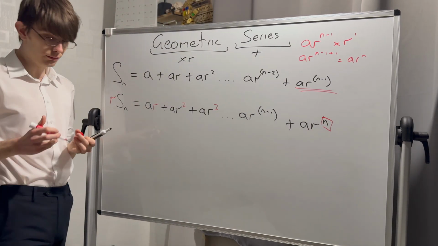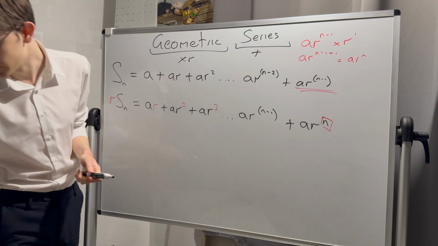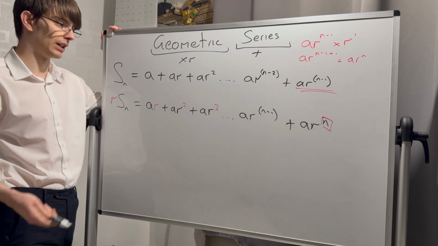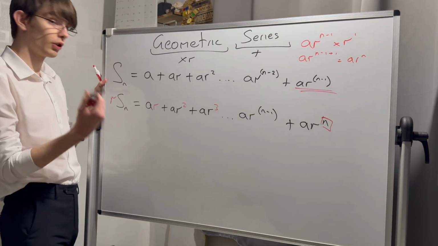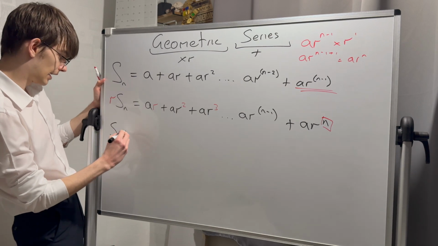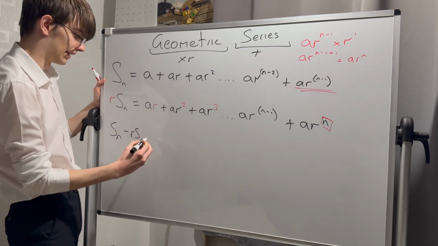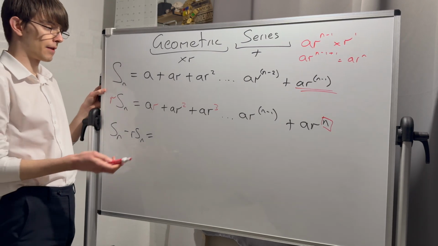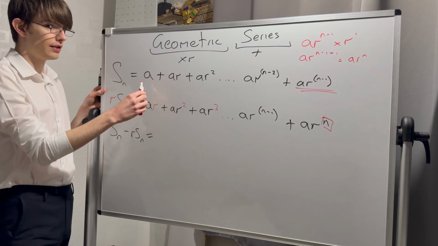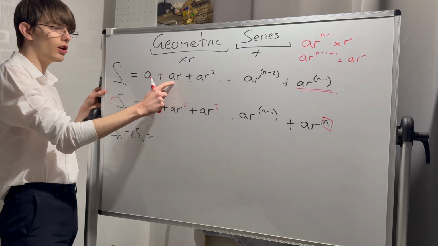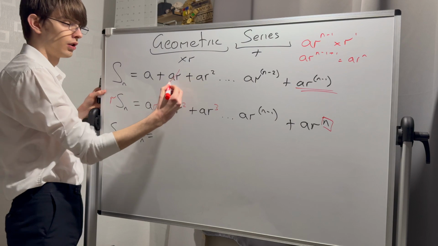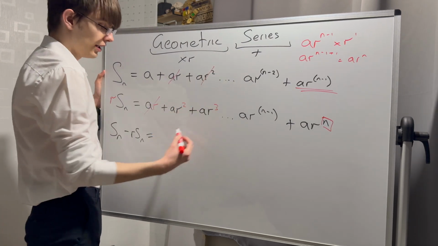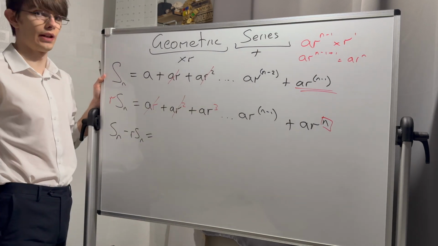Now what I'm going to do is I'm going to take them away from one another. You'll see why in a second. I'm going to do Sn minus rSn. So let's see what happens when I do that. Well, I'm going to skip this a for now. I'm going to see that I've got an ar here and an ar here. So if I minus them, they're going to cancel. I've got an ar squared here and an ar squared here, and they're going to cancel.